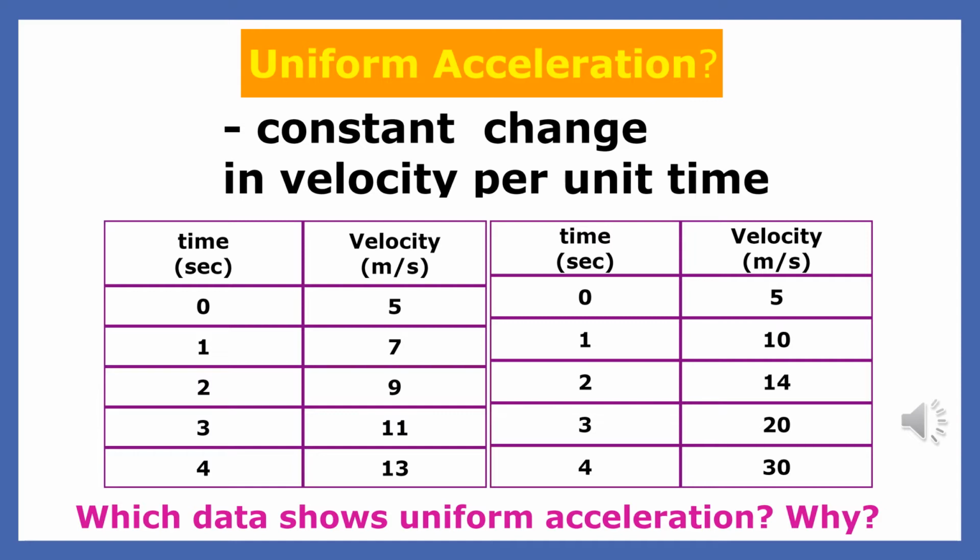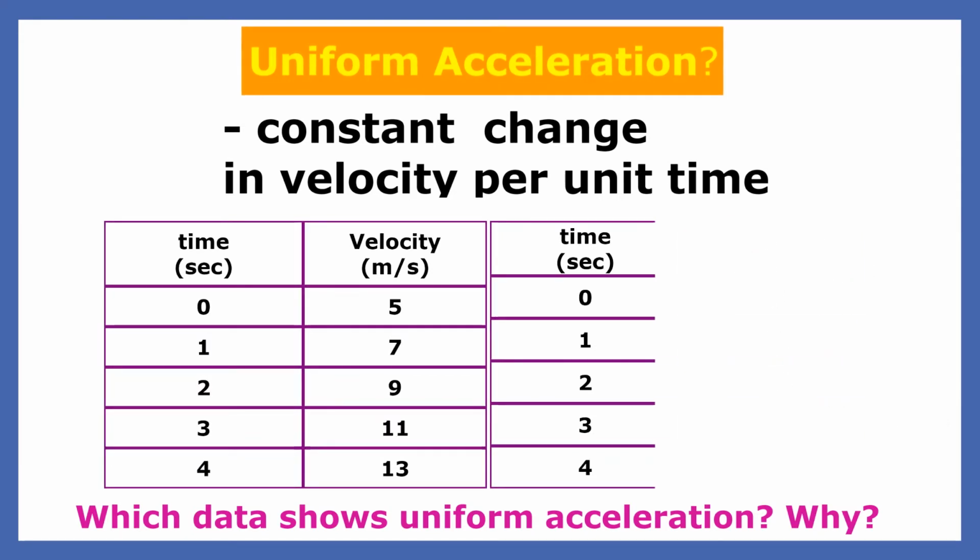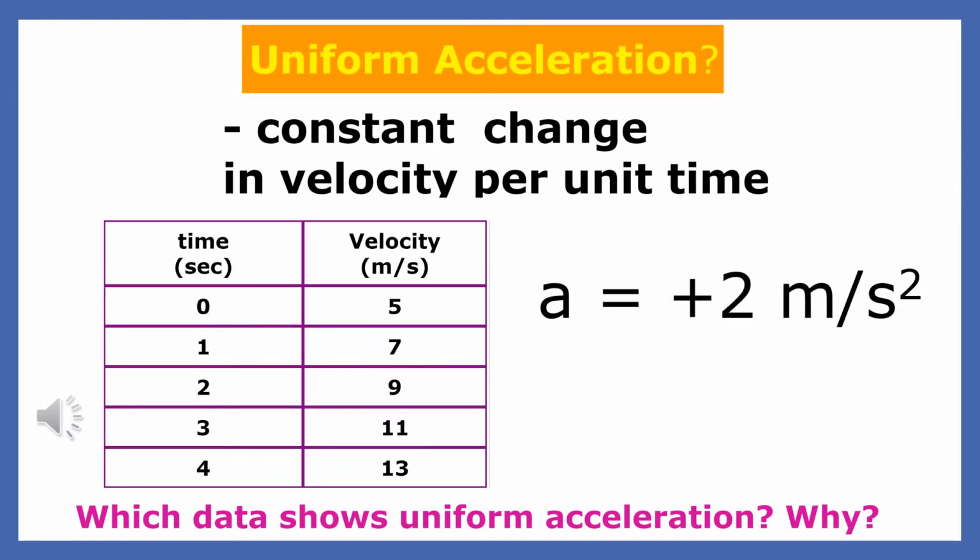The velocity in both data tables change, but only the left one shows uniform acceleration. The acceleration is uniform or constant because the velocity increases by the same amount each time. This data shows uniform acceleration because every second the velocity changes by the same amount, 2 meters per second. Since the object increases its velocity by 2 meters per second each second, its acceleration is positive 2 meters per second squared.